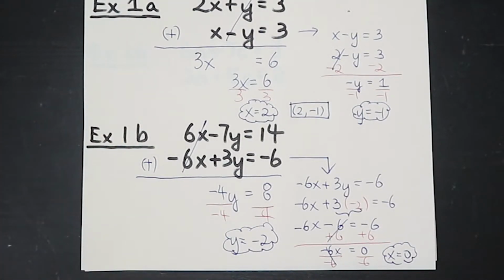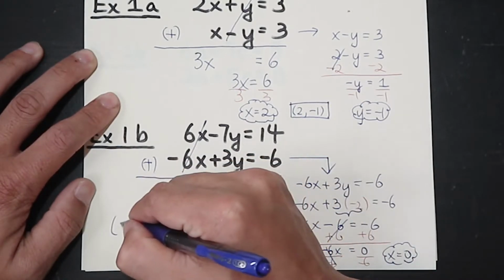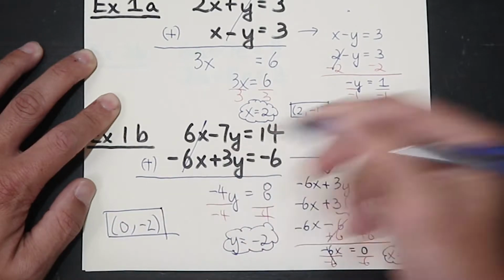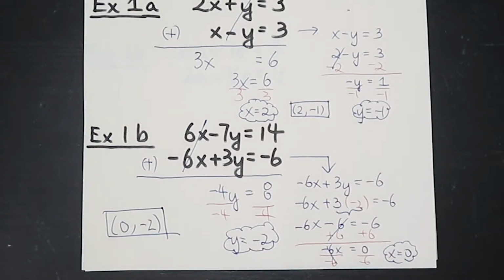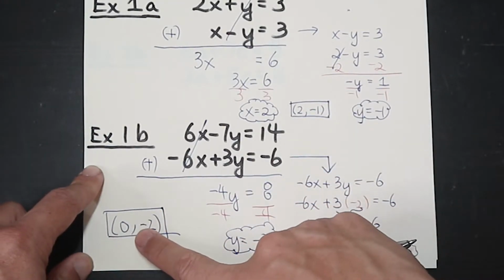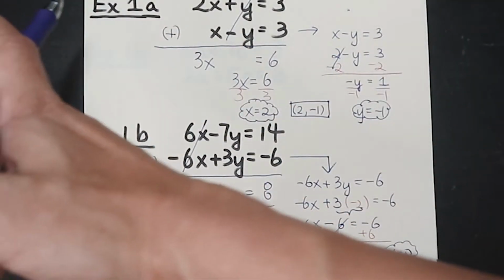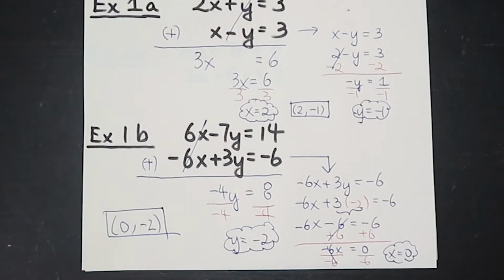And to put these two answers together, you're going to write them as an ordered pair like this. Open parentheses, 0, comma, negative 2, close parentheses. Okay. And again, to check whether your answer is correct, simply plug in these x's and y's into these two equations to check whether the left side of the equation is equivalent to the right side of the equation.